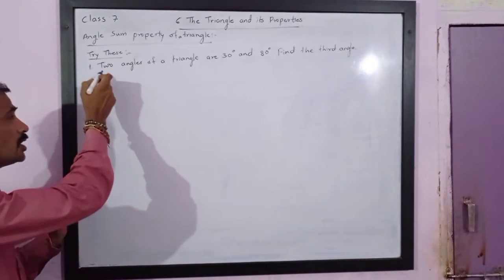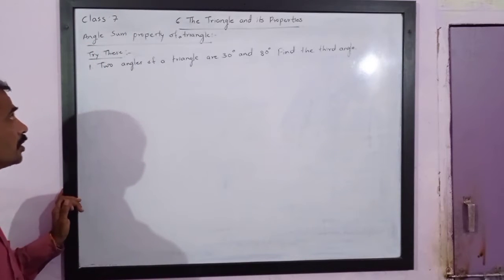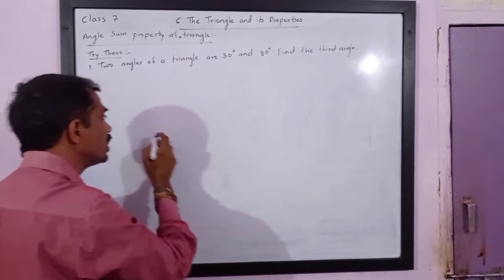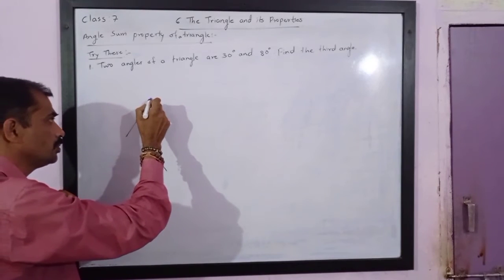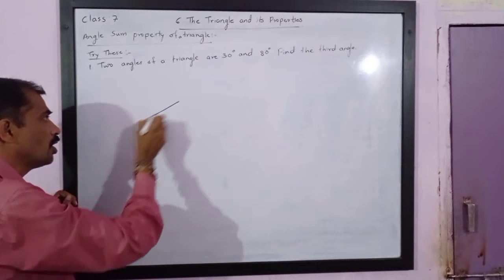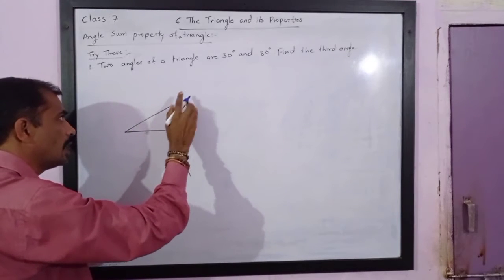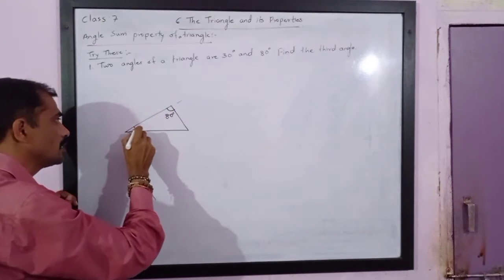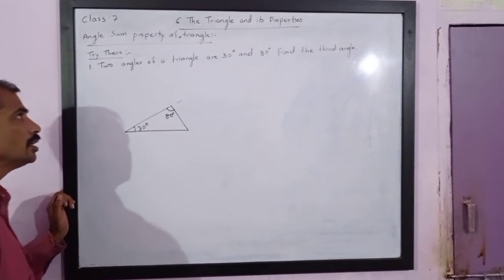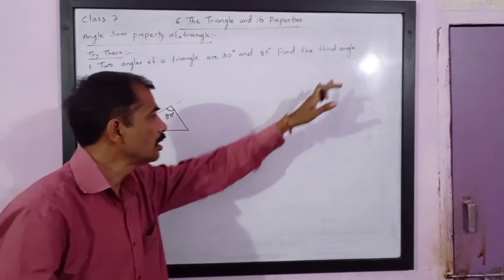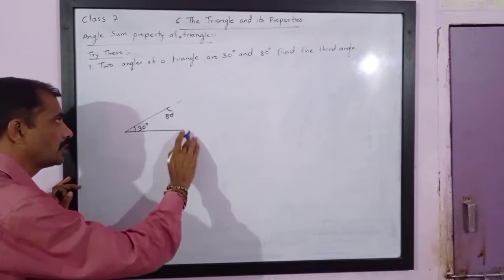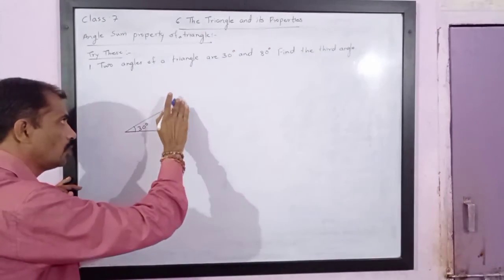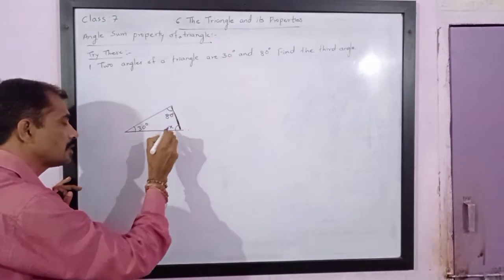Now see, in the first example, we are trying to understand this property. We are given two angles of a triangle are 30 degrees and 80 degrees. So there exists some triangle in which one of the angles is 30 degrees and the other is 80 degrees. This is 80 degrees and this is 30 degrees. And we are asked to find the third angle. So we don't know what the third angle is. Let the third angle be x.